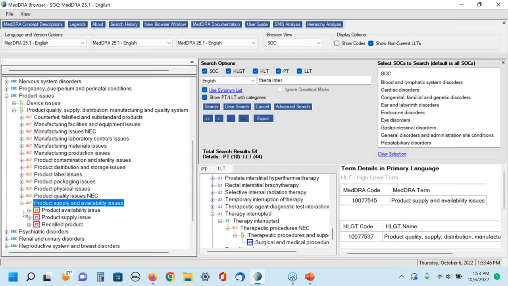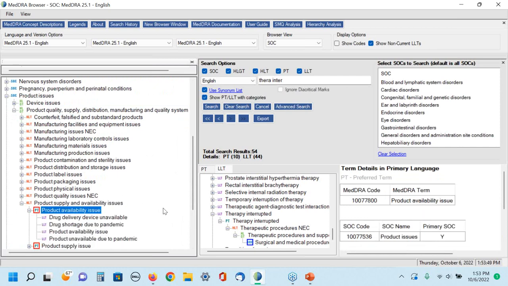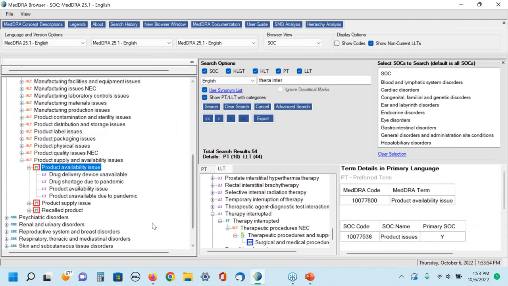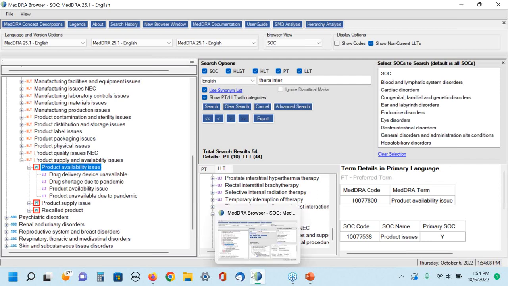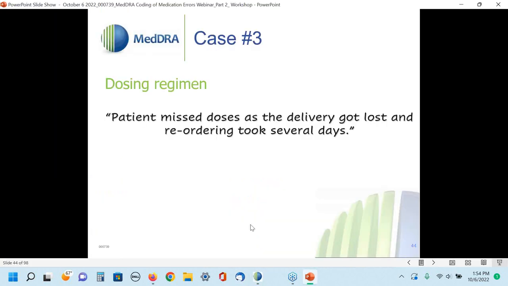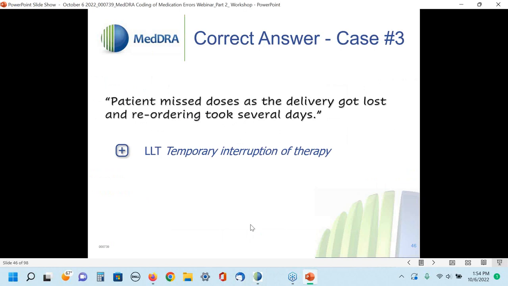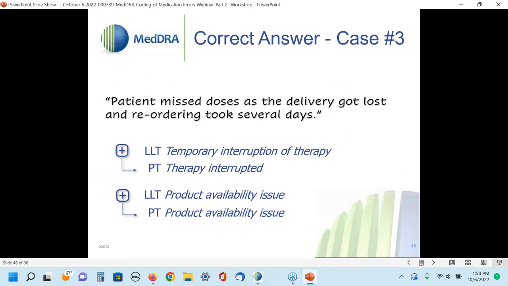I see a PT for product availability issue. And then I see what? I see the available choices. There is none here that is talking about device per se. So, excuse me, talking about a drug per se. So the best available choice to me here is going to be this one, which is just product availability issue. And so now going back to my slides, the two choices that I selected were temporary interruption of therapy and product availability issue.